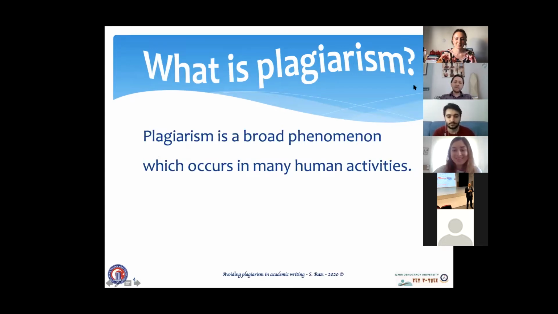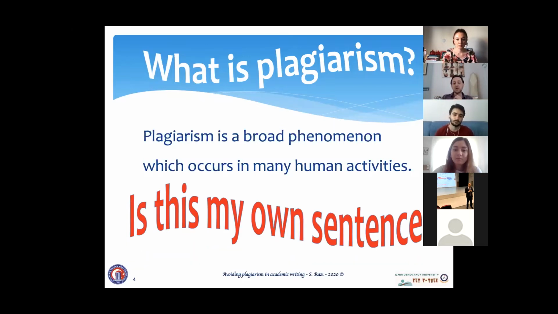Plagiarism is a broad phenomenon which occurs in many human activities. Do you agree? I hope so. What do you think about this definition? If you're reading such a definition, for example, in an academic paper, or attending an academic session, what do you understand from this definition? I mean, the origins of this definition. Where does it come from? As an academic, you should have such a question.